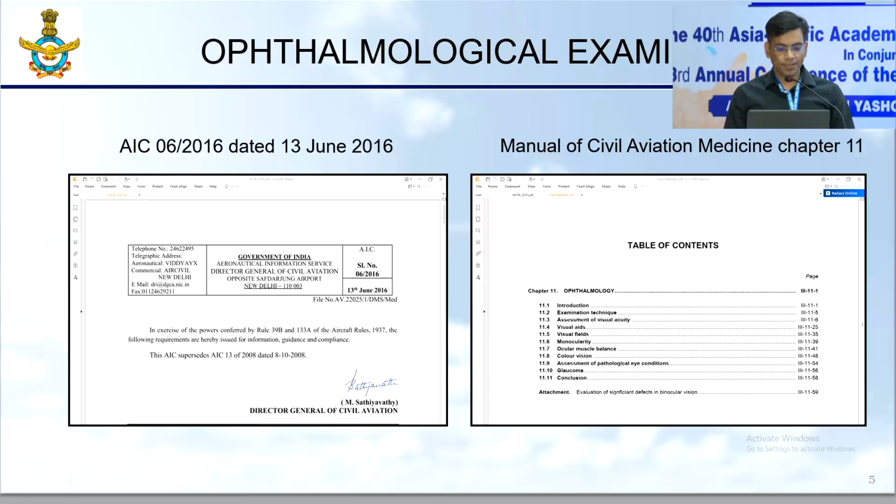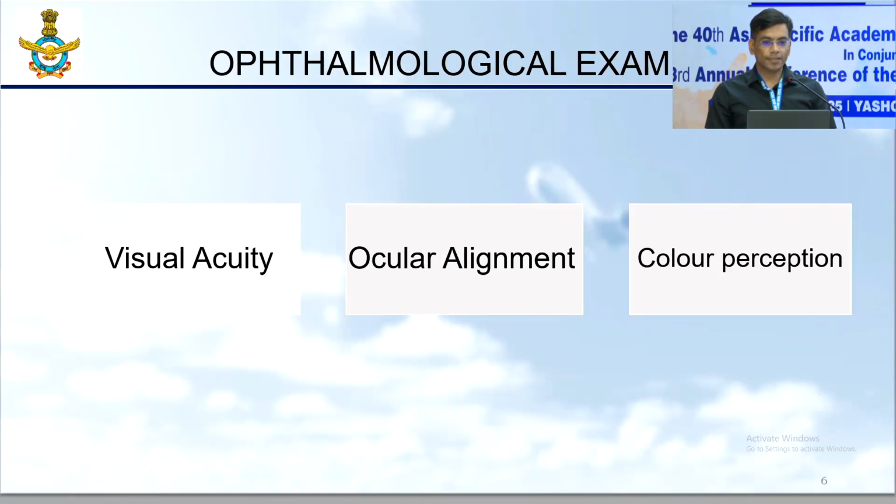Ophthalmological examination is governed by the Aeronautical Information Circular, called AIC, which is governed by DGCA, Director General Civil Aviation, and the Manual of Civil Aviation, which is governed by ICAO, the International Civil Aviation Organization. Basically, the ophthalmological examination covers 3 aspects: visual acuity, ocular alignment, and color perception.